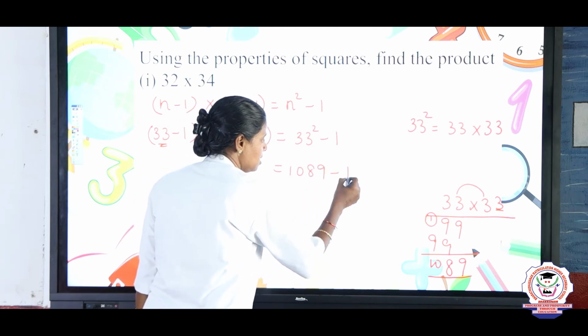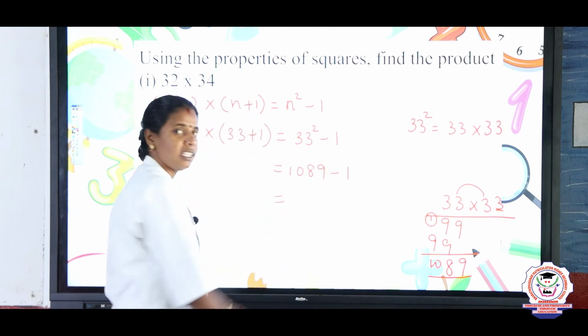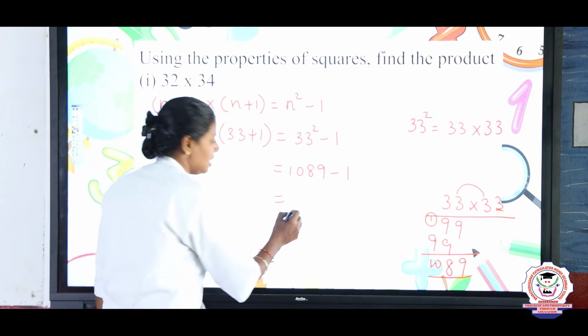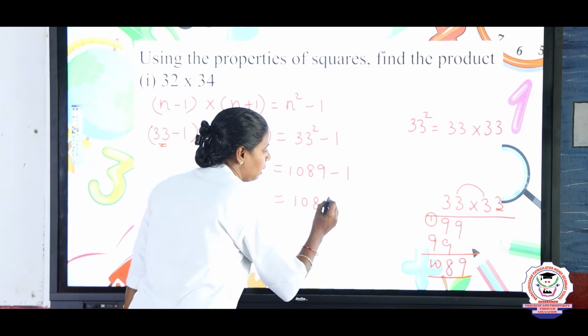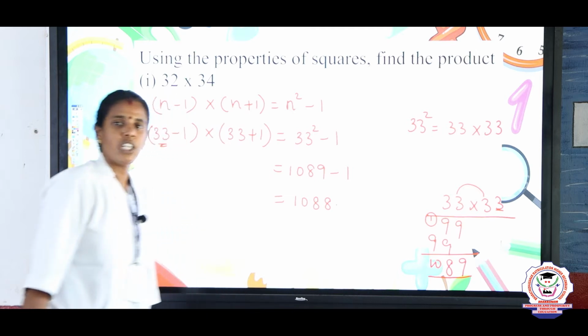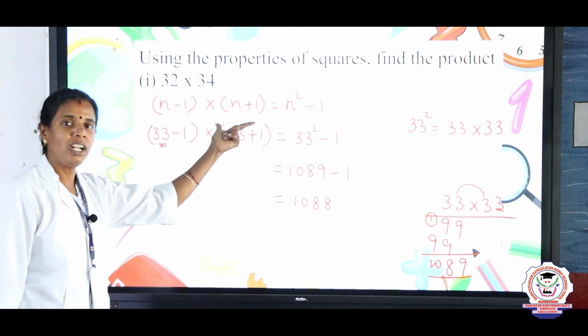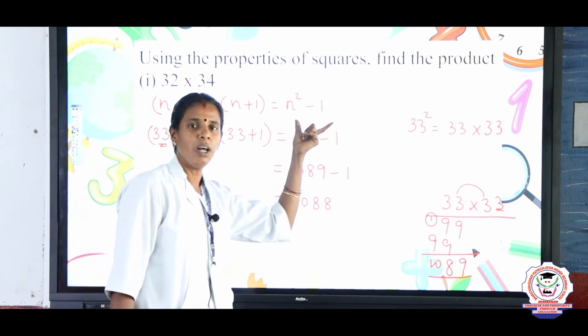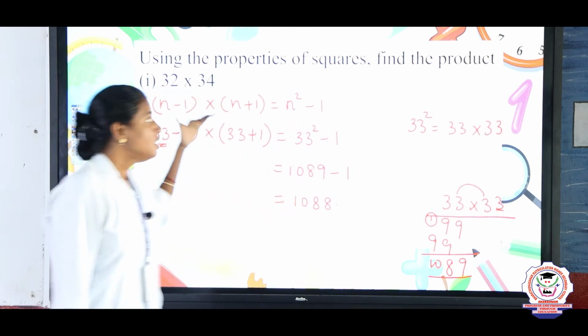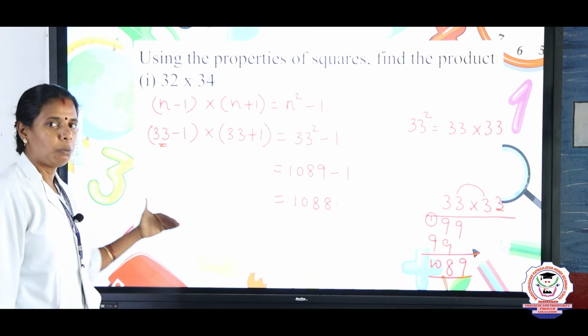1089 minus 1. Subtract 1 from this. The answer is 1088. Very good. Is it clear, children? When the question is in the form of n minus 1 into n plus 1, we can use the property n square minus 1. Yes. So using this, you can solve the remaining problems too.